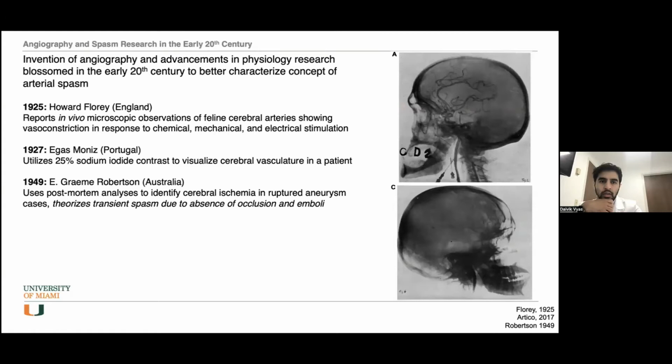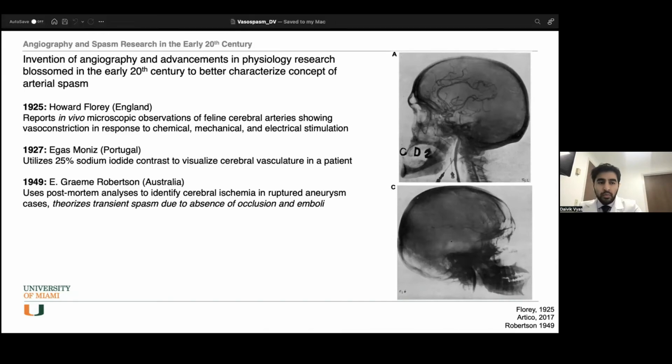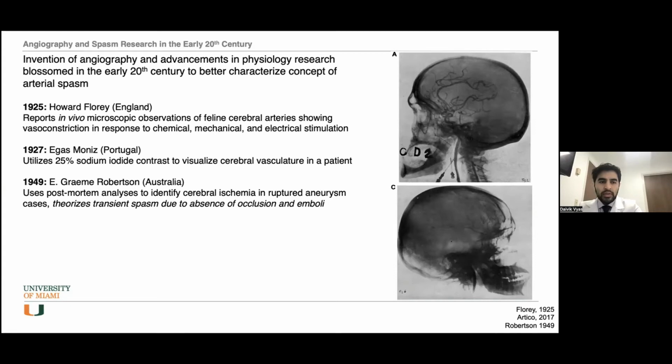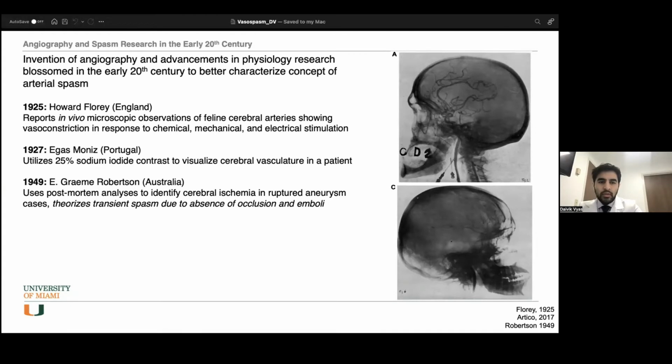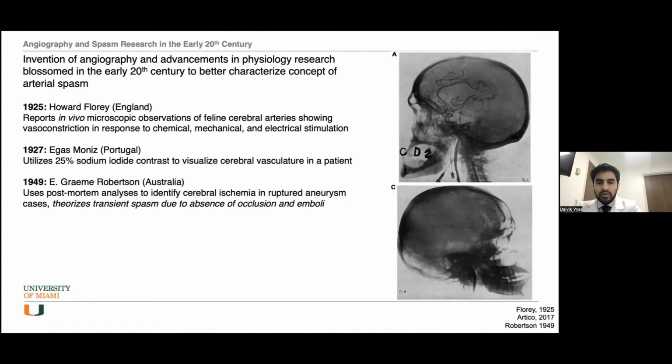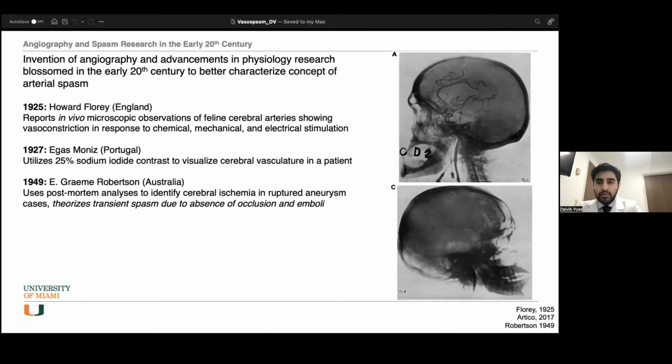Now, we enter into the 20th century and we start going into the idea of visualizing these events, not just characterizing them in case reports. So we start in 1925 in England, where Howard Florey begins to describe, using microscopic observation of feline arteries, that they have vasoconstriction in response to not just mechanical stimulation, but chemical and electrical stimulation as well. And then in 1927, Egas Moniz in Portugal invents the angiogram. He would go on to win the Nobel Prize for this. And he uses 25% sodium iodide contrast to basically visualize the cerebral vasculature in cadavers and in patients as well.